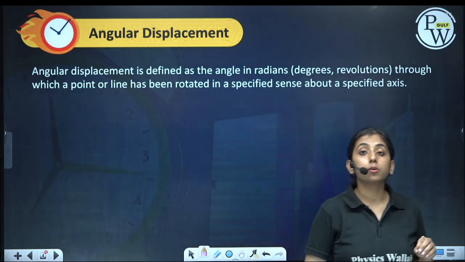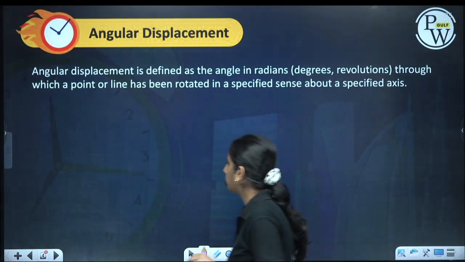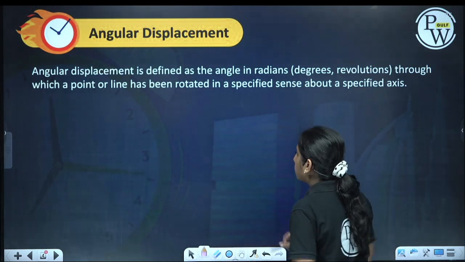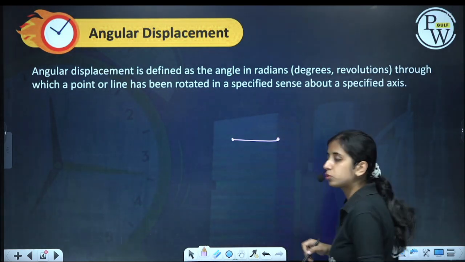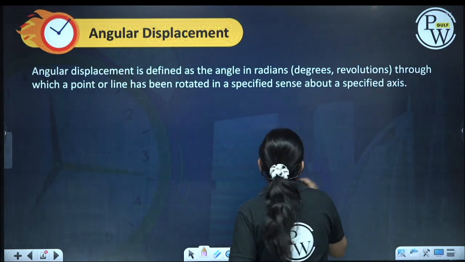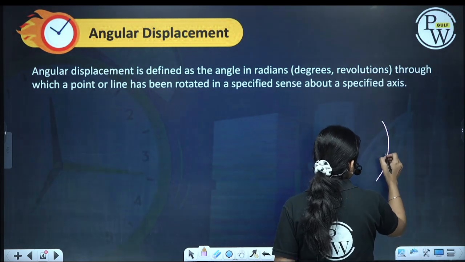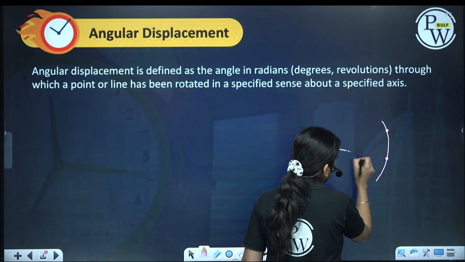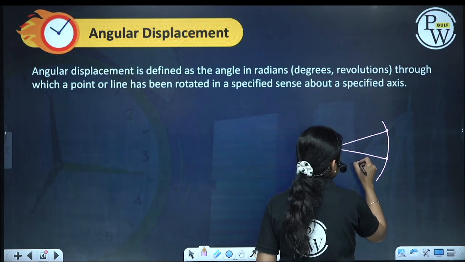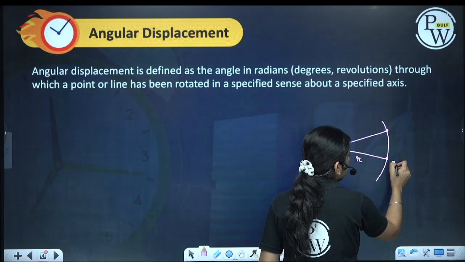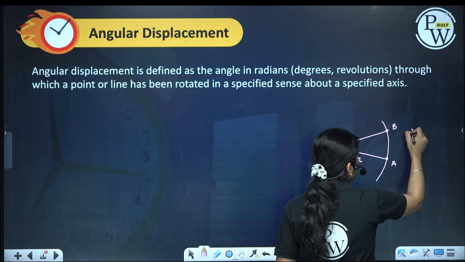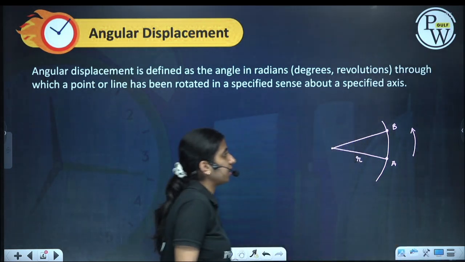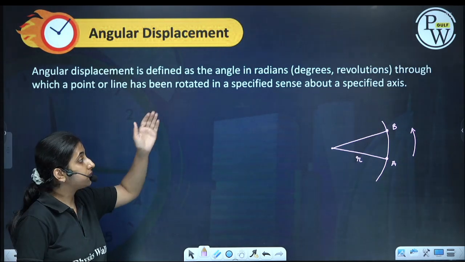First comes the angular displacement. Now when we were having linear displacement, a change in the position was called linear displacement. Now we are having a circular path. The particle was initially at position A, and now the particle has moved to position B.